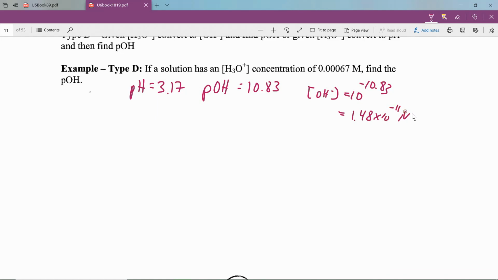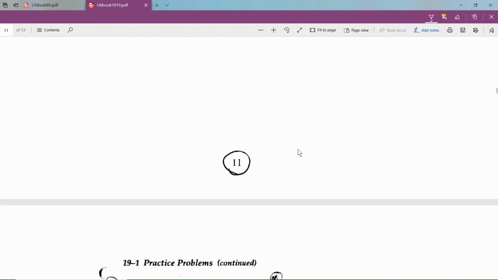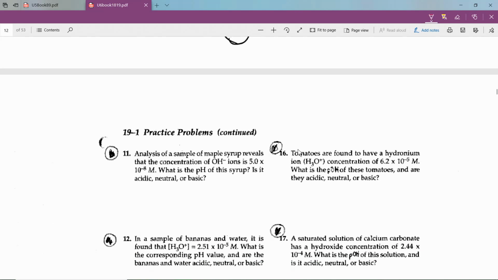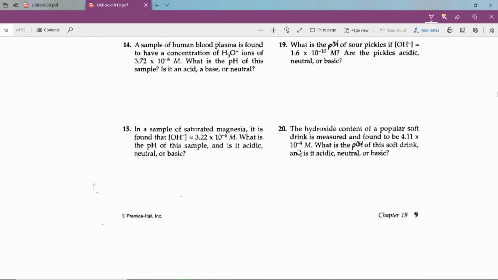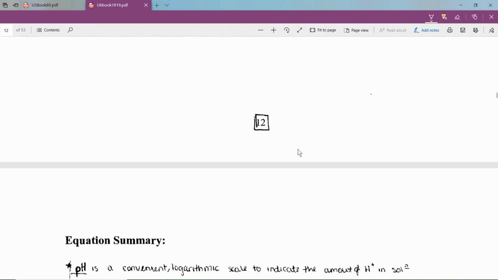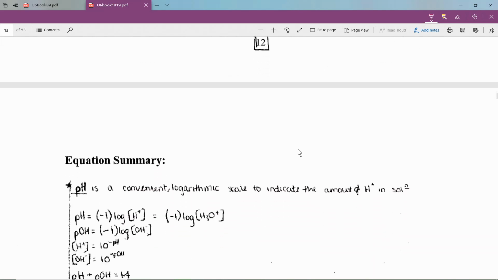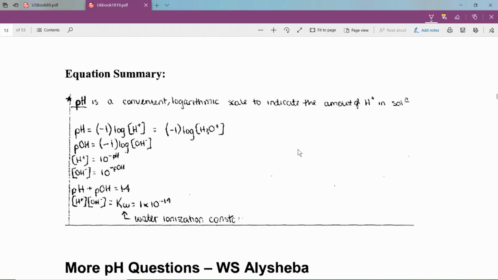Okay, so we know that that's acidic because the H plus is 6.7 by 10 to the minus 4. That's more than 10 to the minus 7. Some more practice problems. Just do the odd ones on page 9 here. So here's an equation summary on page 10.